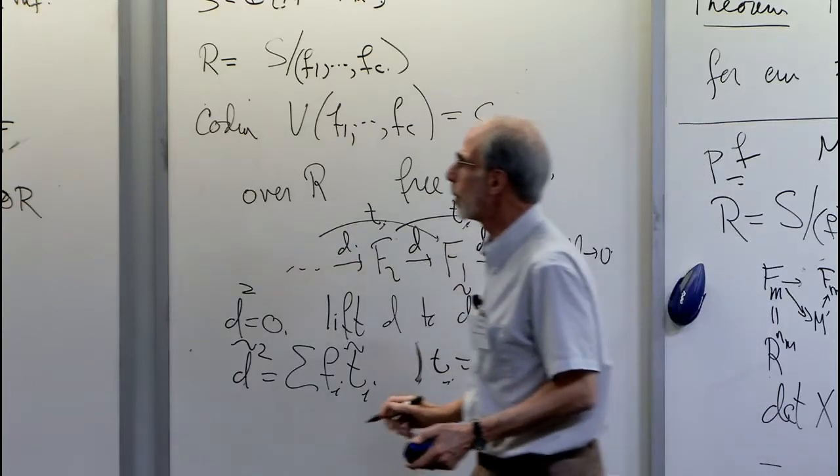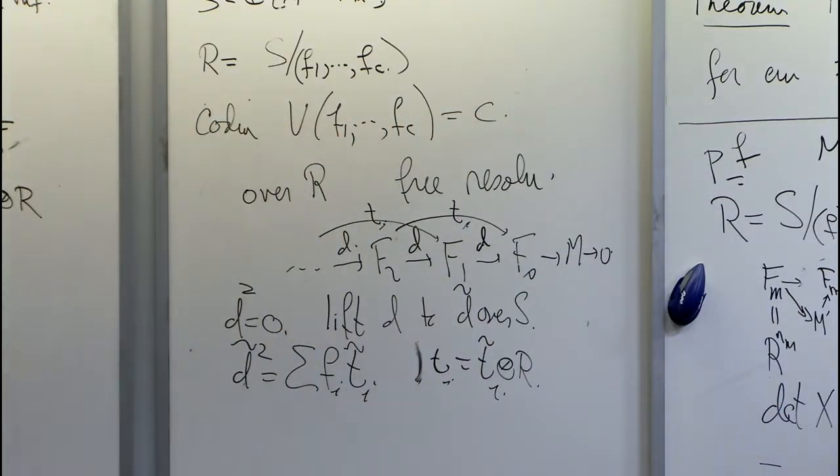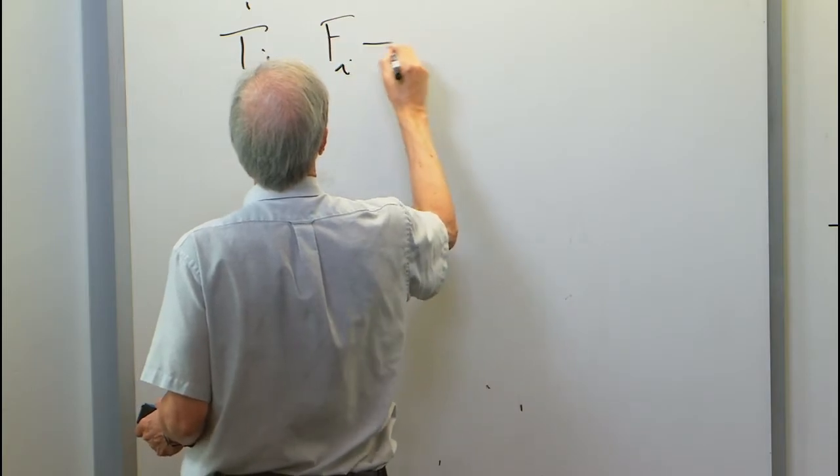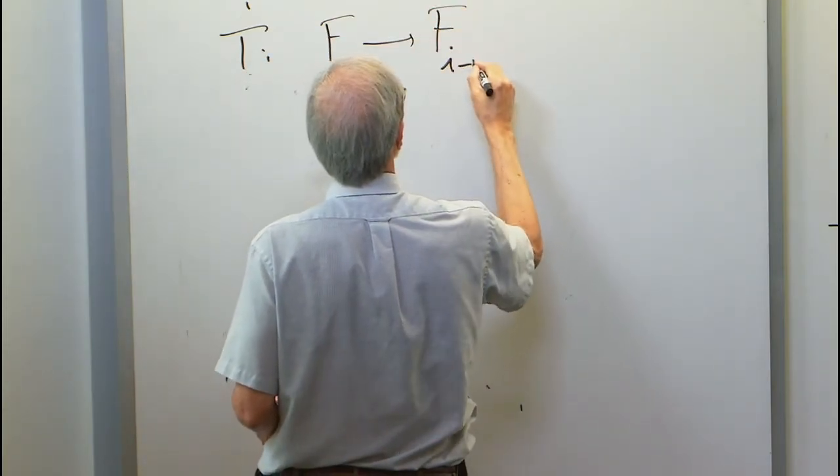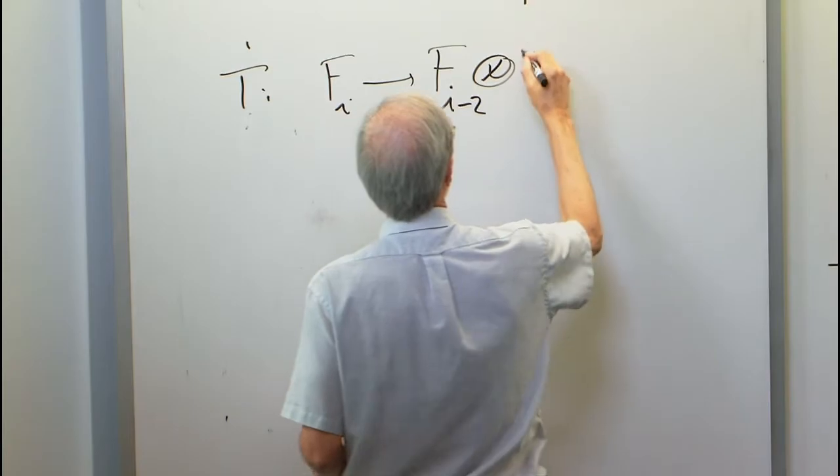Right. Okay. Or more generally, what's really true is that I can make one map of the T's, one big map, maybe I should call it capital T, which goes from Fi to Fi minus 2 tensored with R to the C.